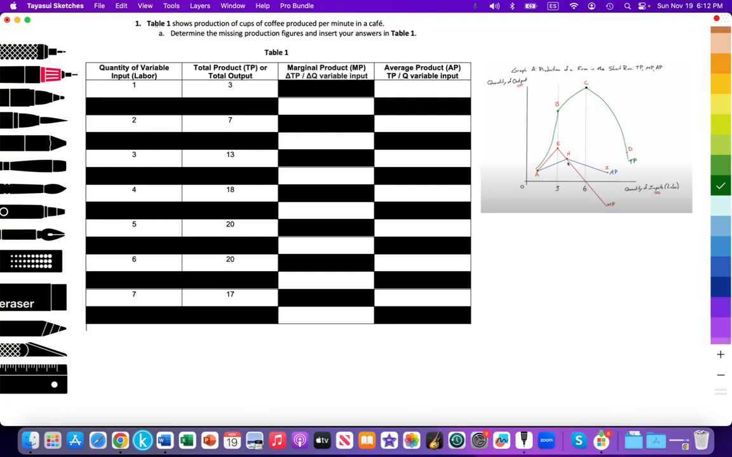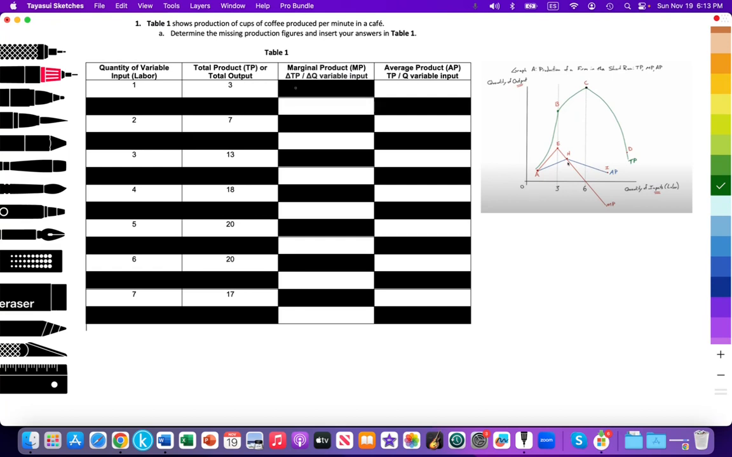It says table 1 shows production of cups of coffee produced per minute in a cafe. Determine the missing production figures and insert your answers in table 1. So all we're required to do is just fill in these blank spaces. We're provided with a column that says quantity of variable inputs. We're adding labor, 1 unit of labor, 2 units of labor, 3 units of labor, and so on. Total product is the total number of cups of coffee that are produced per minute. So we have 3 cups of coffee, then 7 cups, 13, 18, 20, then it starts to plateau at 20, and then it decreases to 17.